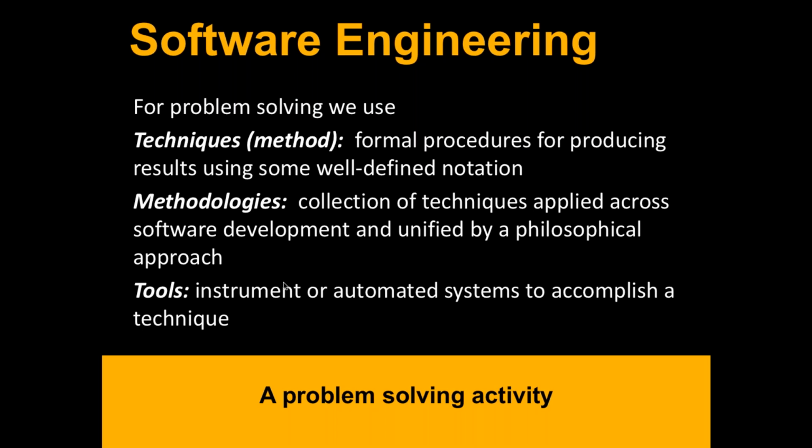And then finally, what we need are tools. Tools are basically the instruments or the automated systems or the software that's going to help us accomplish a particular technique. So our tools could be things like our IDE, Eclipse, NetBeans. These are integrated development environments, the language itself, and any other software tools that basically facilitate the creation of the methods and the methodologies. And for software engineering, we need all of these 3 things.